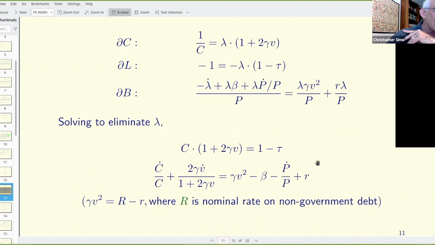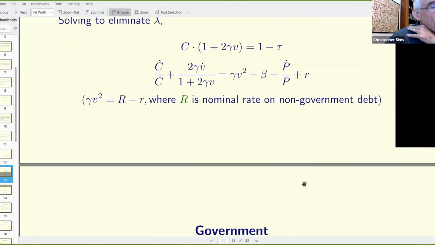Yeah, but let me think now. What's going on? Oh, R minus P dot over P. R minus P dot over P is the real rate of return on government debt. If that matches beta, in other words, if debt pays the same rate of return as the private discount factor, then V has to be 0. In other words, demand for the services of government debt is totally saturated. V can't actually go to 0 without making real debt infinite. So in general, there is a gap, and beta minus the real rate of return on government debt is some positive number, and it is related to V.